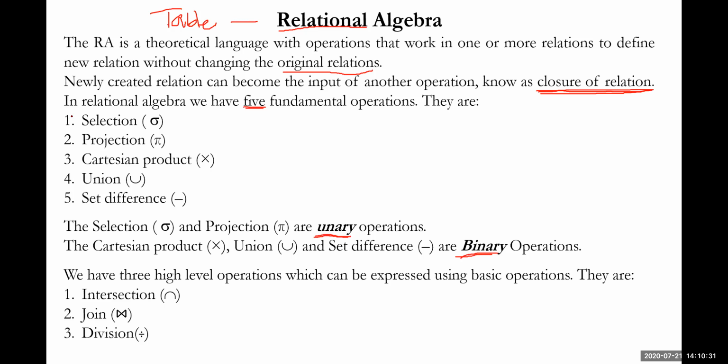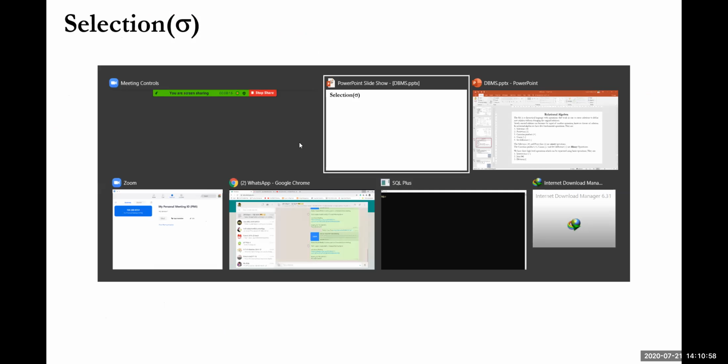Let us consider each and every point here. So the first one is selection. How can selection be represented? Selection always gives you a horizontal subset of the given relation. You can take any kind of relation; if you operate selection on it, it gives a horizontal subset. Horizontal subset in the sense, let me give you one example, then you can understand very easily.